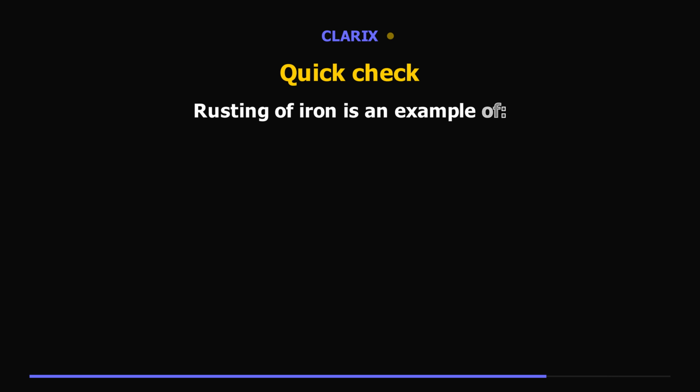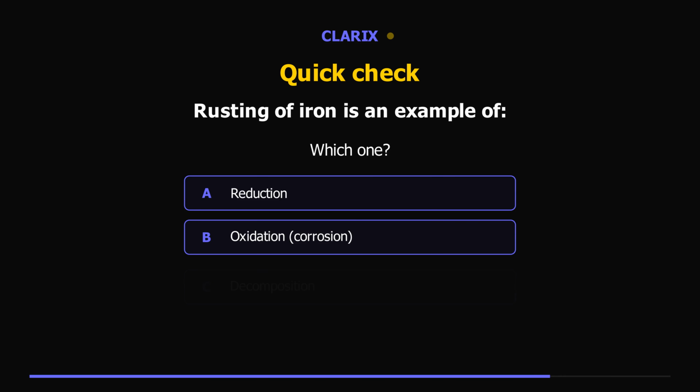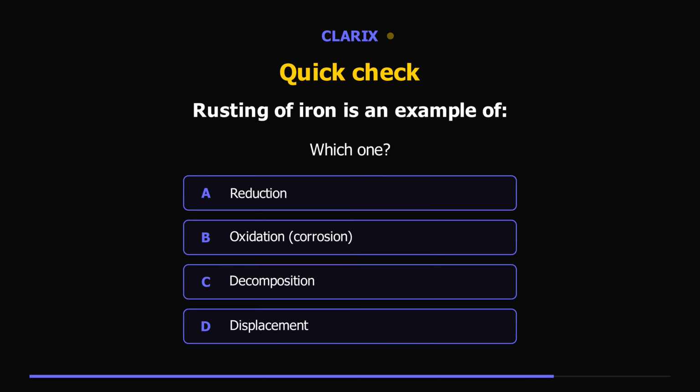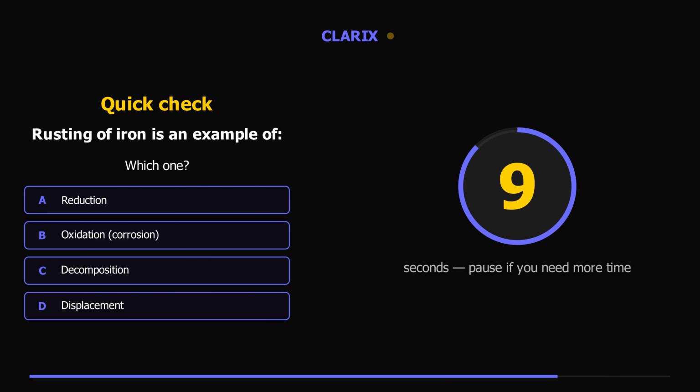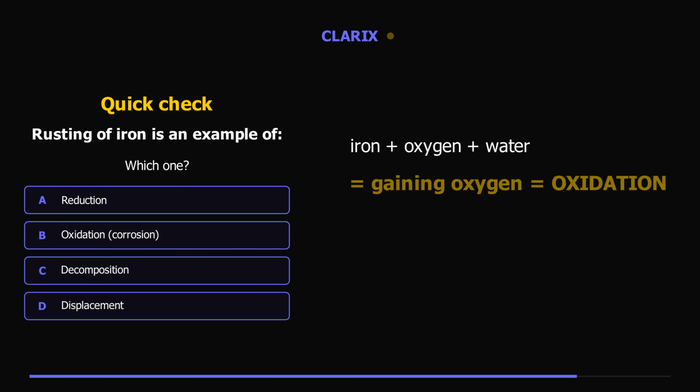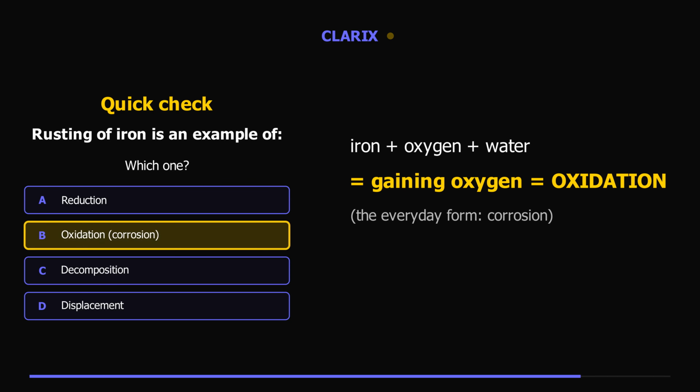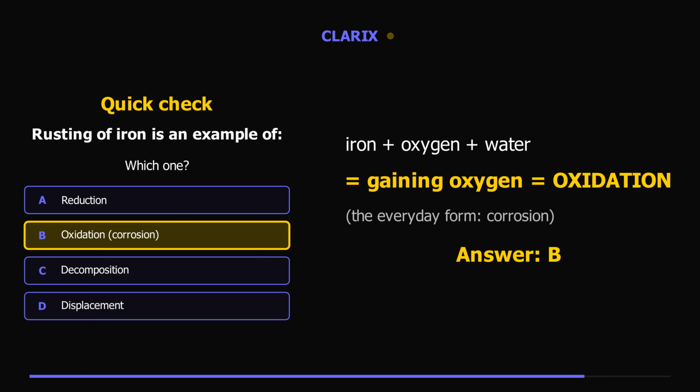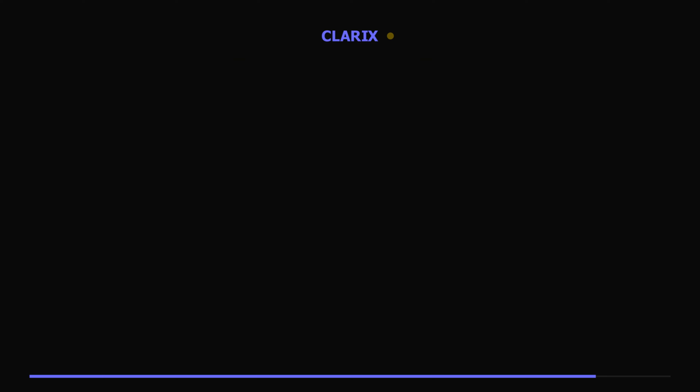Quick check. The question's on screen. Pause if you like, but try it first. 10 seconds. Go. Rusting of iron is iron combining with oxygen and water. It's gaining oxygen, which is oxidation, the everyday form we call corrosion. So the answer is oxidation, option B.